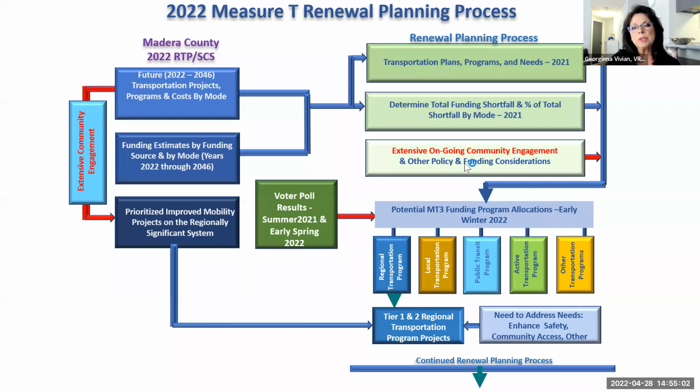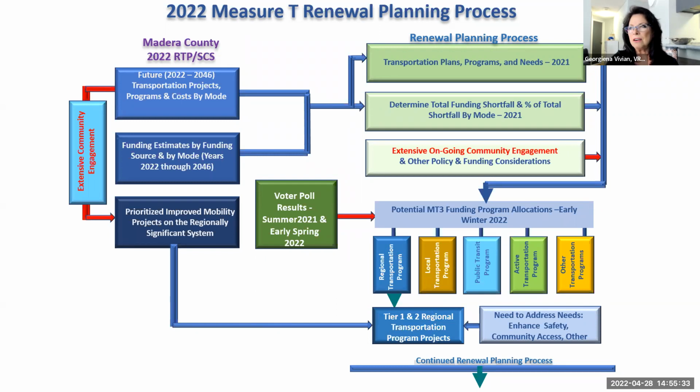And then, of course, there's been quite a bit of outreach and engagement together with the engagement that's been done for the RTP. And that has led us to the funding program allocations that you've just approved, as well as the sub-programs. And that leads us to the various different types of programs that we have available for Measure T funding. And from there, that regional transportation plan is where we're at now. We're here at this point, the bottom of the list here. So we've made quite a bit of progress.